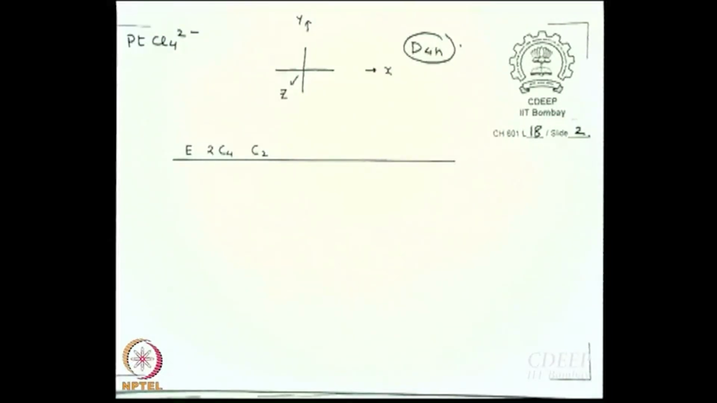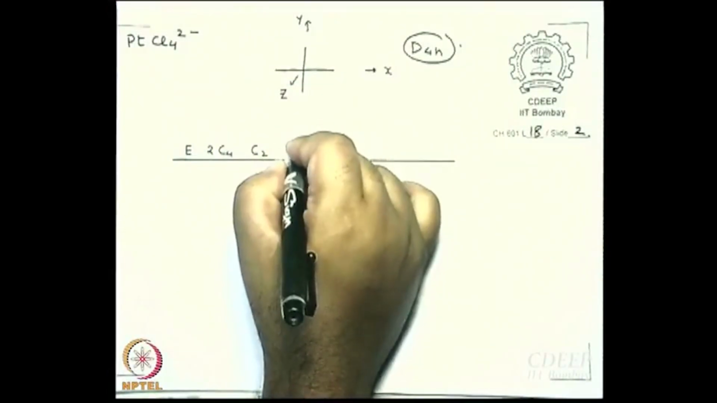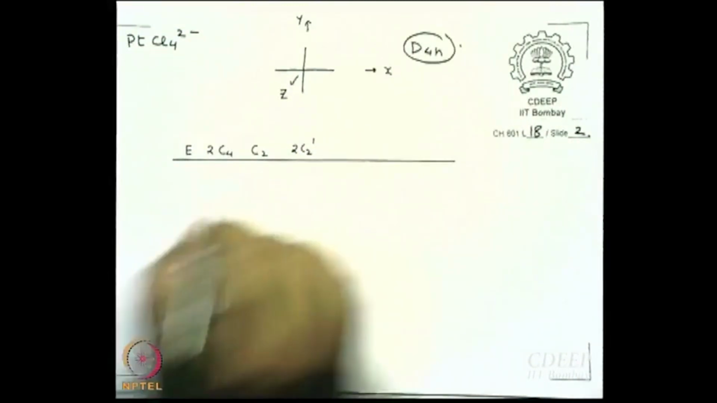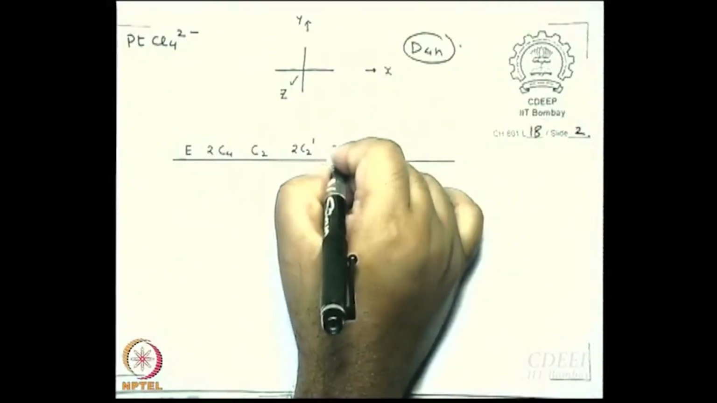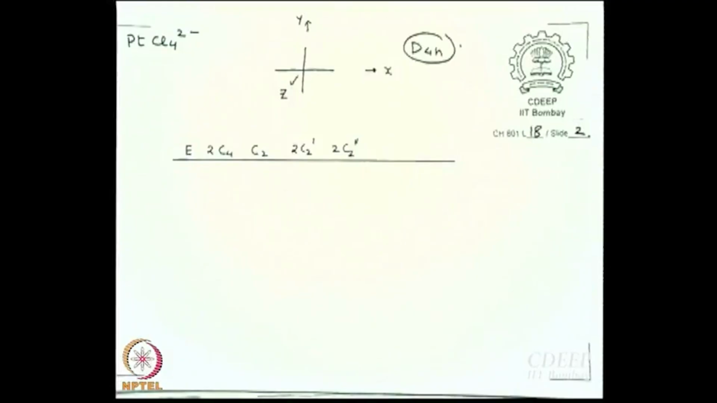Okay. C2. Next, what would we have? Do we have more C2s? Where are the C2s? One along the bonds, that is one kind. How many of those C2s are there? 2. And 2 will be between the bonds. So, those along the bonds are called C2 dash. Those between the bonds are called C2 double dash. Okay. What else is there?